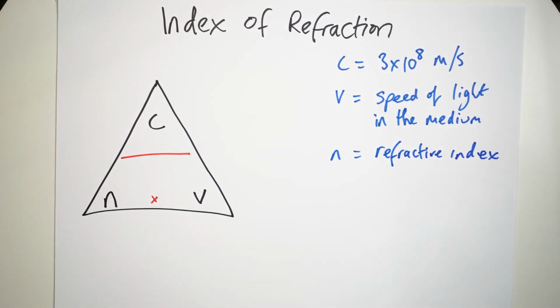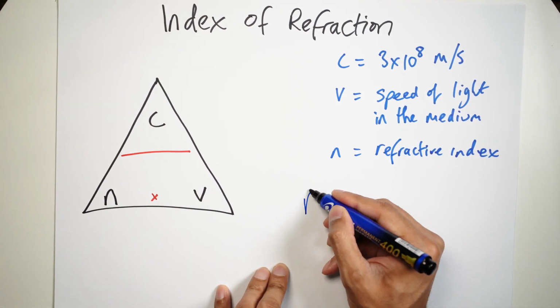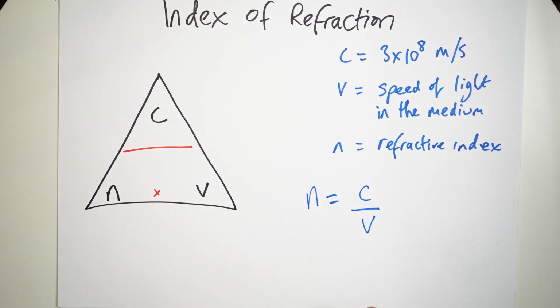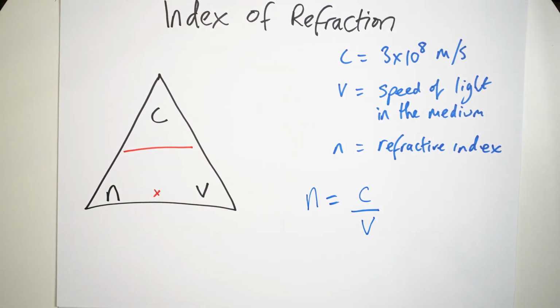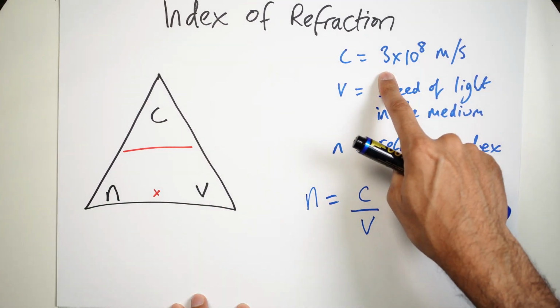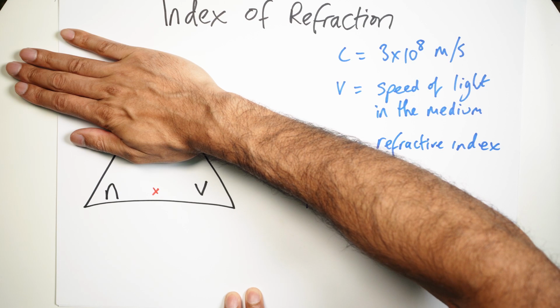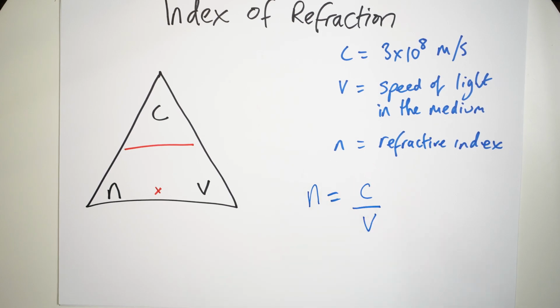Okay, now how do we work this triangle out? So if I want to work out N, I cover up N and it gives us C divided by V. So that's what we write down, N equals C over V. If I want to work out V, I cover that up and it's C divided by N. And if I wanted to work out C, which I shouldn't because it's always this number, I would do like this, and it's C equals N times V. So that's your index of refraction formula. Basically, N equals C over V. That's what we want to know.